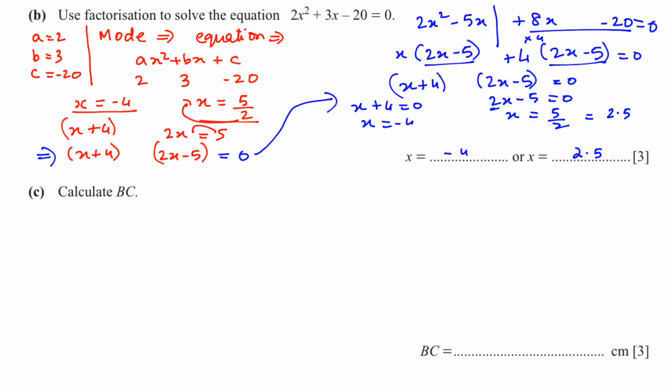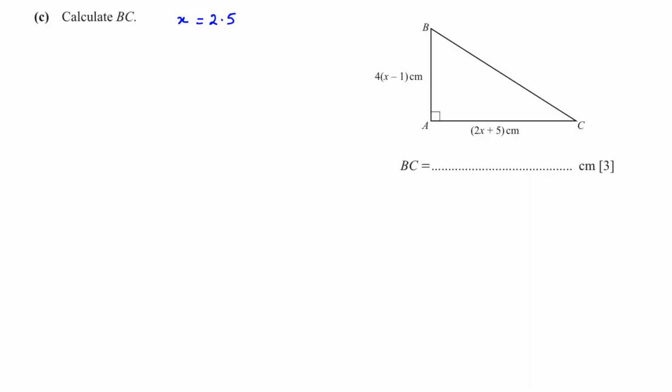Next part, calculate base c. For base c, we cannot use x is equal to negative 4 because length cannot be negative, so we are going to use x is equal to 2.5. To find base c, we have to first find AB and AC. So let's find AB. AB is equal to 4. In place of x, we'll put 2.5.